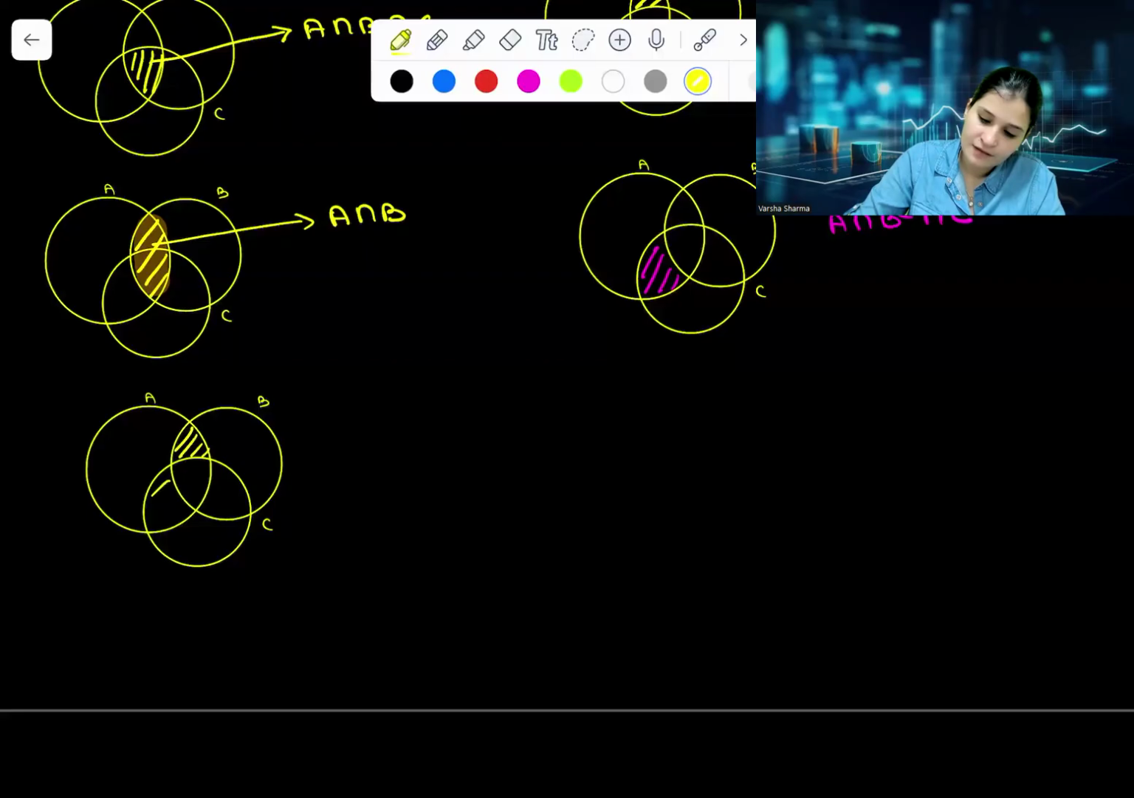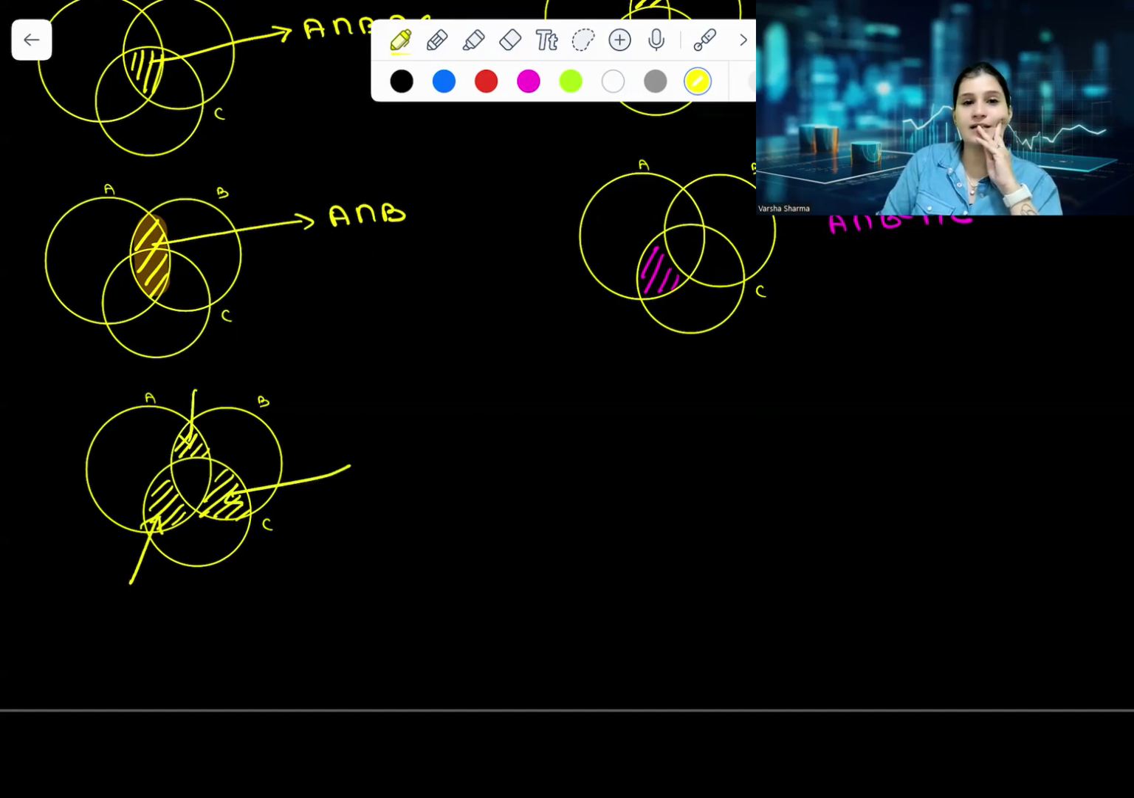So if I now say this area, and this area, what will this mean? This is the portion which is present in exactly two sets. This portion is present in A and B, not C. This is present in A and C, not B. This is present in B and C, not A. So this is exactly two sets.